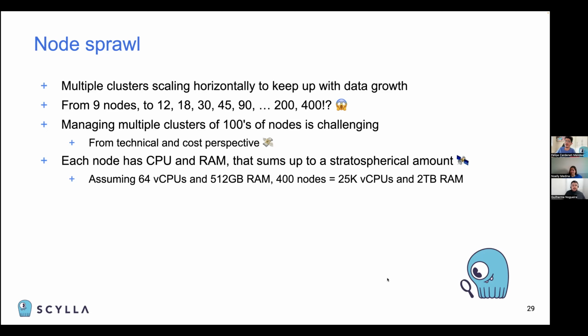And if you consider that each node has dedicated CPU and RAM, then the sum of that is just stratospheric. Assuming that each one of them has 64 vCPUs and 512 gigs of RAM, if you get 400 nodes, then it's 25K vCPUs and just over 2 terabytes of RAM. So that's a massive deployment, managing a lot of data and serving that in real time in a very scalable way.